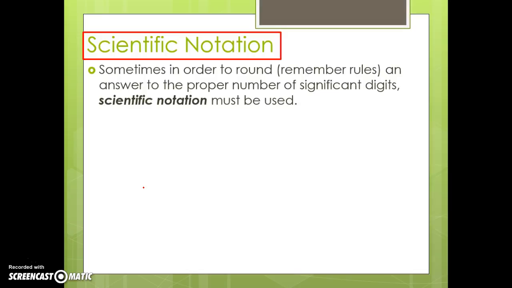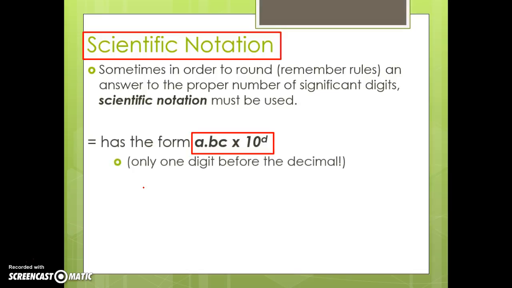In certain situations we'll actually have to round it using scientific notation, such as if we were asked to put it in 3 sig digs, but it's a 6-digit number, how can we do that? So we have to put it in scientific notation. So it has the form a number point zero zero or another number times 10 to some power.